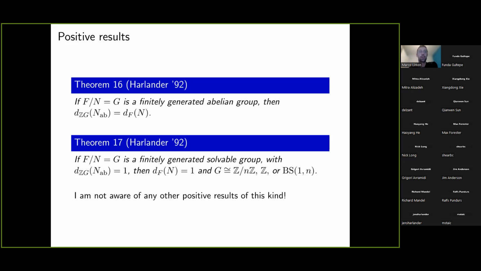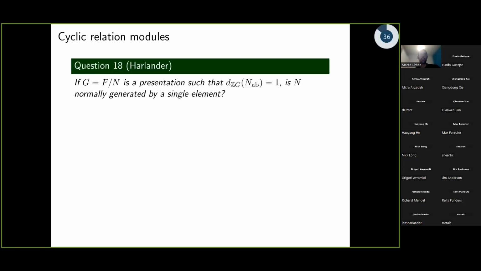So I guess until this talk, which, okay, I'm skipping ahead again. So okay, Jens proved this lovely result, and this motivated the question here. If you have a presentation of a group which has a cyclic relation module, does this come from a one-relator group? Is the presenting subgroup N normally generated by a single element?